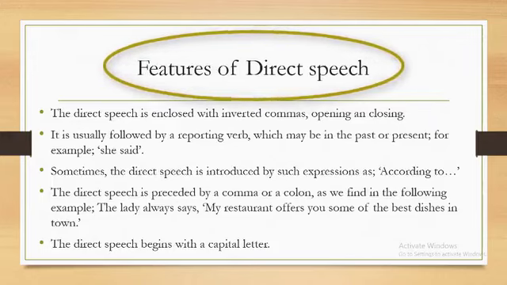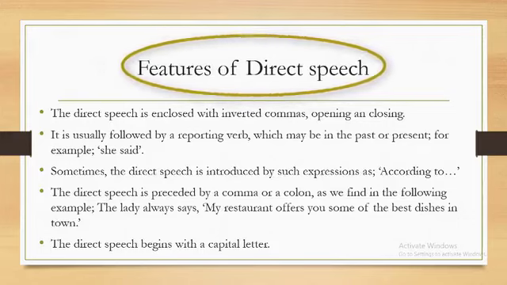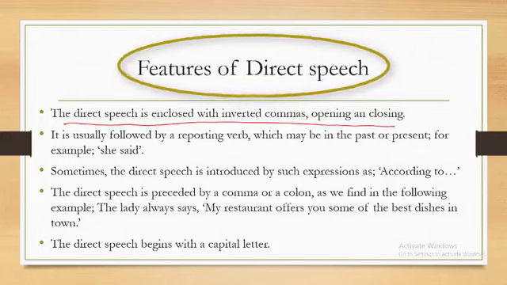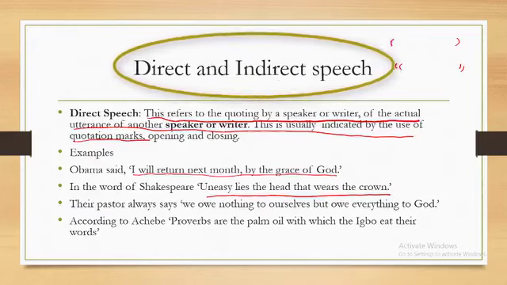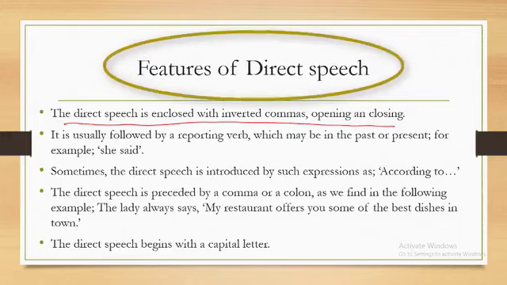How do we know that this speech or utterance or quotation is a direct speech? Number one is that the direct speech is enclosed with inverted commas, opening and also closing, which I showed you. It can be the single and it can also be the double inverted comma.